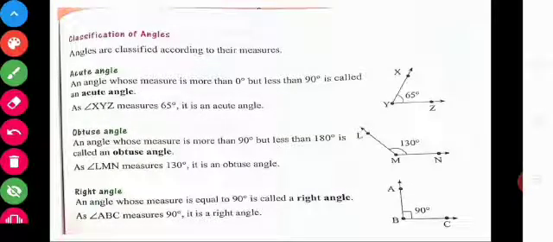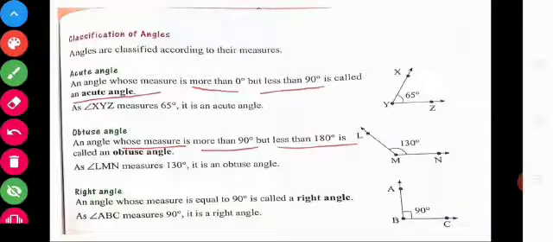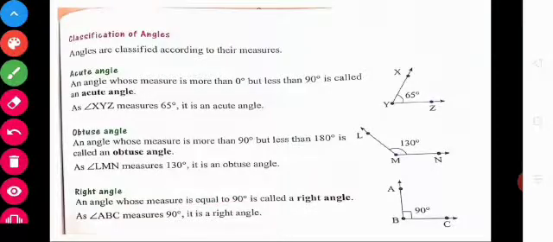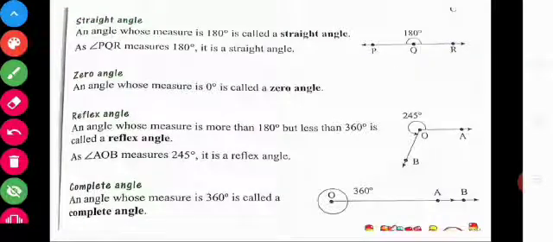Acute angle. An angle whose measure is more than 0 degree but less than 90 degree is called an acute angle. And next one, obtuse angle. An angle whose measure is more than 90 degree but less than 180 degree is called an obtuse angle. And then right angle. An angle whose measure is equal to 90 degree is called a right angle. And the next one is straight angle. An angle whose measure is 180 degree is called a straight angle.